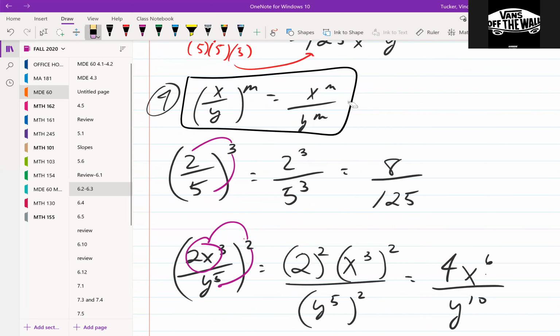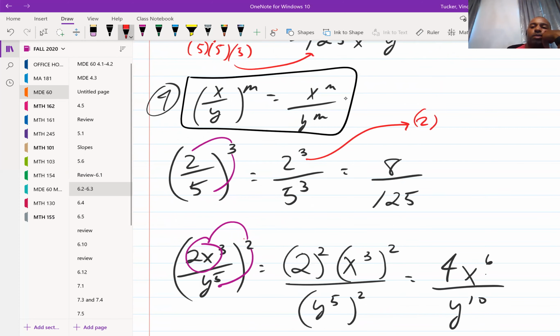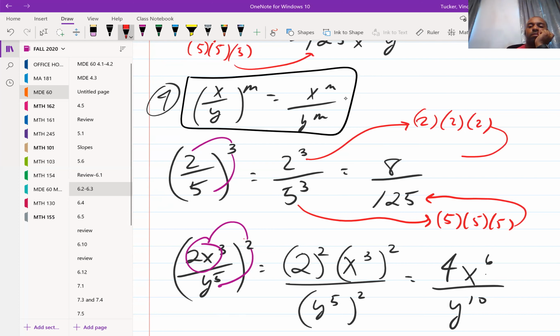How'd you get 8? 2 times 2 times 2. Yep. It's 2 times itself 3 times. 2 times 2 is 4. Then 4 times 2 will give you 8. Same thing here, 5 times 5 times 5. So 5 times 5 is 25. Multiply 5 one more time will give you 125. All right, everybody good?